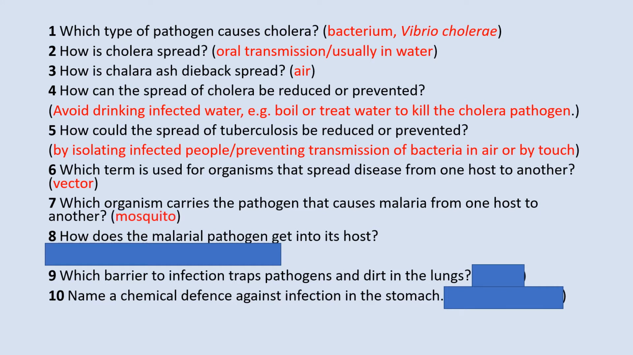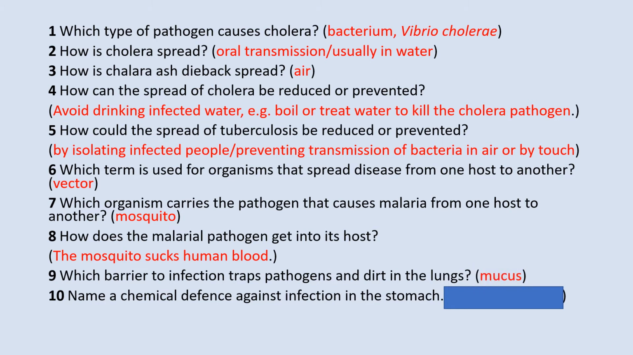The mosquito. And how does the malarial pathogen get into its host? It does it by sucking the human blood. And which barrier to infection traps pathogens and dirt in the lungs? Now, we haven't explicitly talked about this one, but you may already know it. And if you're paying attention to your keywords on the last slide, then you'll almost certainly know it is, of course, mucus. And name a chemical defense against infection in the stomach. You should know this one. It is, of course, the hydrochloric acid.